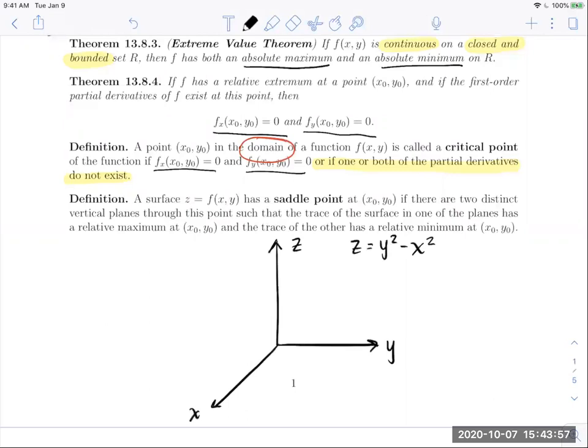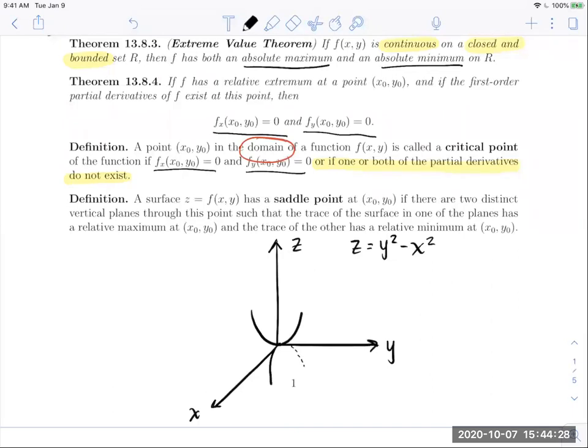Now, if you zero out the x squared term, you get the parabola z equals y squared. So that looks like an upward facing parabola in the plane of the paper, in the YZ plane. If you zero out the y squared term, you get z equals negative x squared. That's a downward parabola in the xz plane, meaning it's coming out of the paper at you.